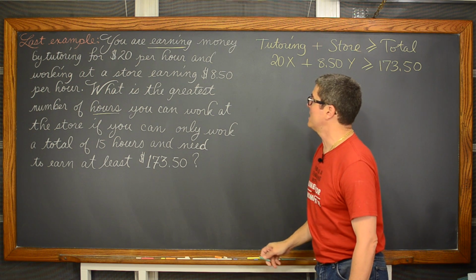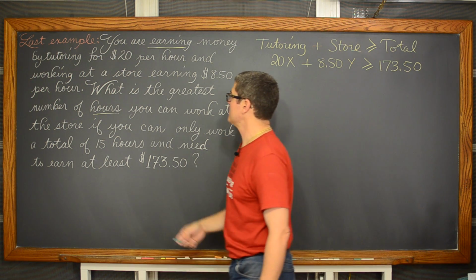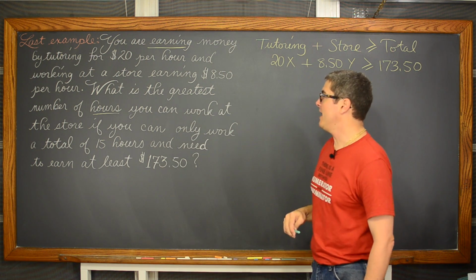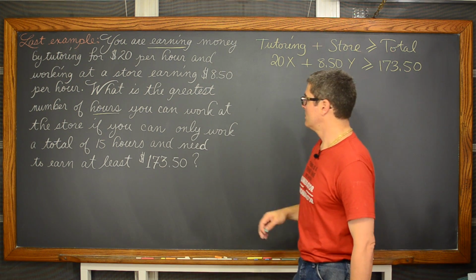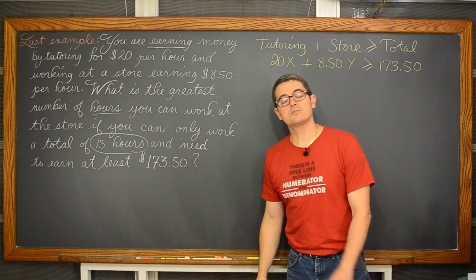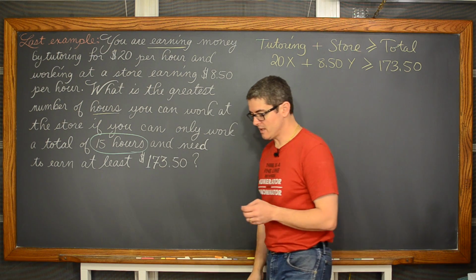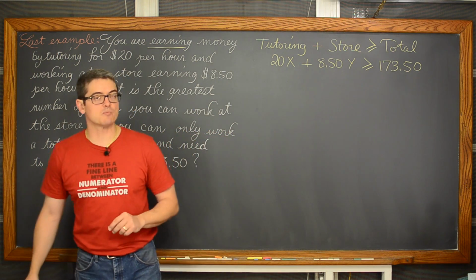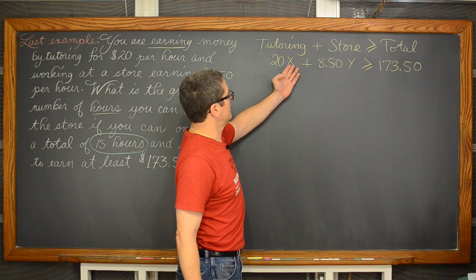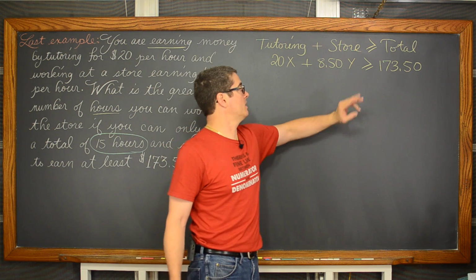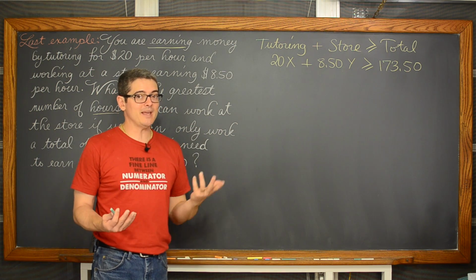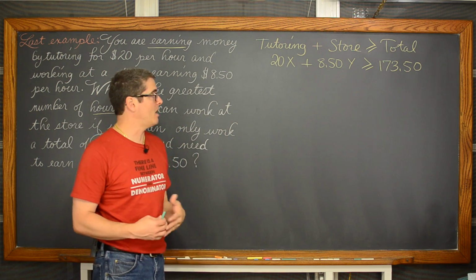What have I not used yet? I've used the total income of $173, the hourly pay for tutoring, the hourly pay for the store. I haven't used the 15 hours total that we're limited to in this problem for working. So really the number of hours that I spend tutoring and the number of hours I'm spending at the store, they're not really completely unrelated. It's not just an X and a Y.